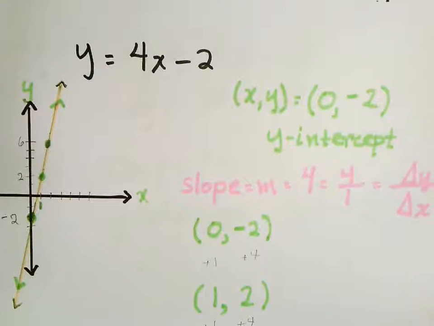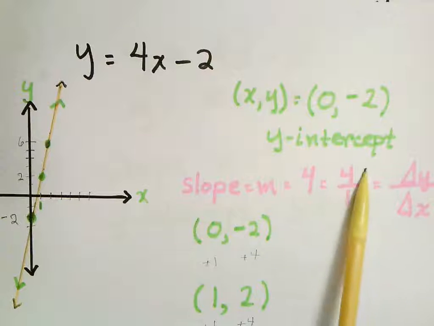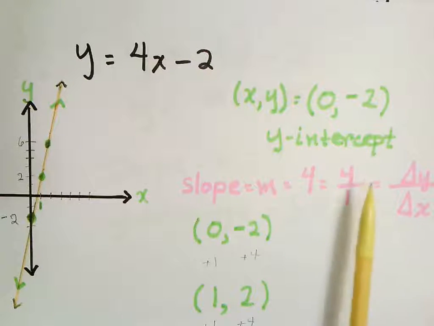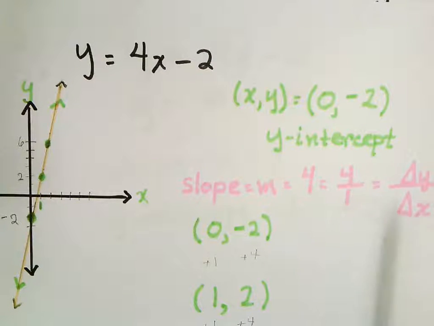Then the slope is 4. And 4 is the same thing as 4 over 1. Now remember, the numerator is the change in the y, y sub 2 minus y sub 1, and we can write that as delta y. And the change in the x is x sub 2 minus x sub 1. And remember, we can write that as delta x.